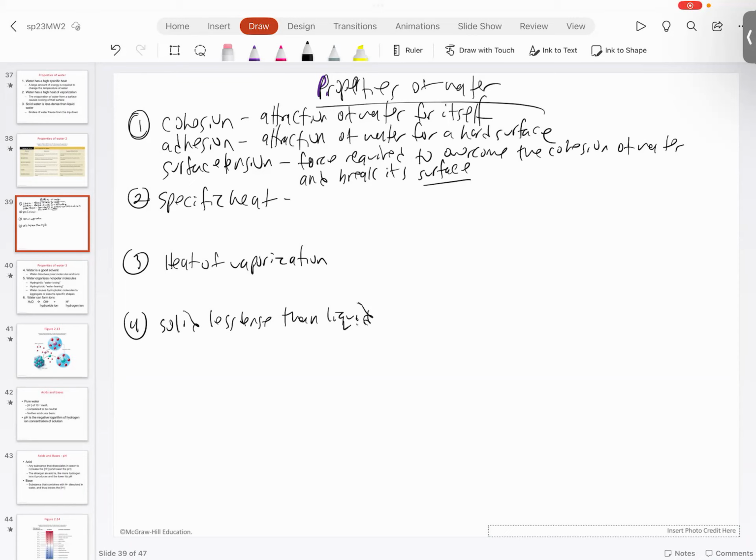Okay, so first of all, what I want to do is define some of these things and then give you some examples of what they are so you can get an idea of how they work. So first of all, the specific heat is defined as the amount of energy needed to raise 1 gram of substance 1 degree C.